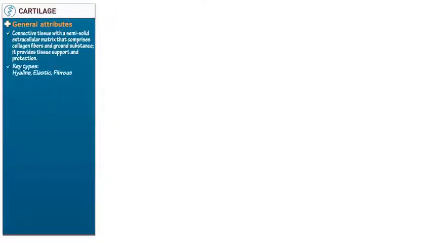Here we will draw the key histologic features of cartilage and its forms of growth. To begin, start a table. Denote that cartilage is connective tissue with a semi-solid extracellular matrix that comprises collagen fibers and ground substance, which provides both support and protection for other body tissues. We will discuss similarities and differences between the three cartilage types: hyaline, elastic, and fibrous.